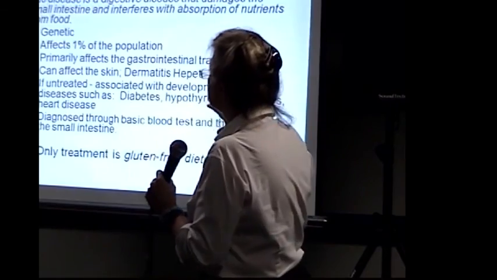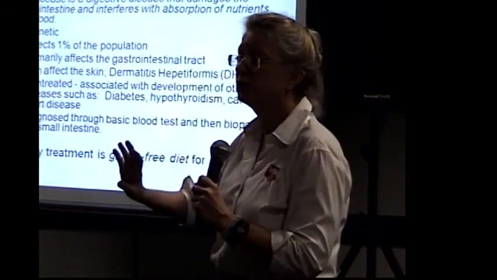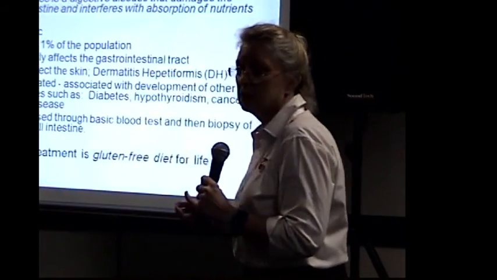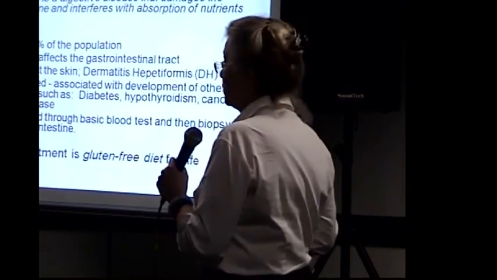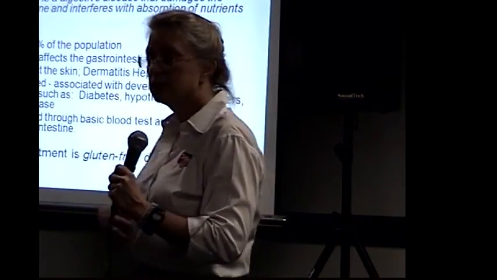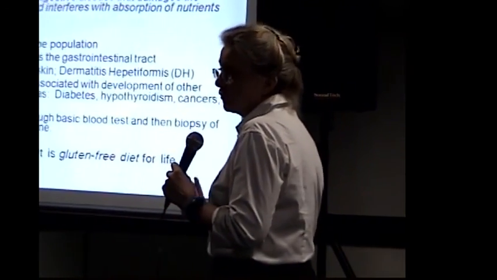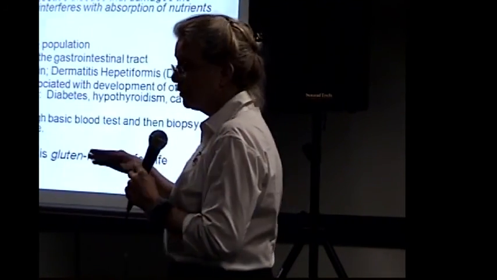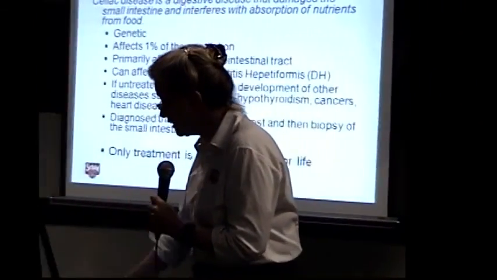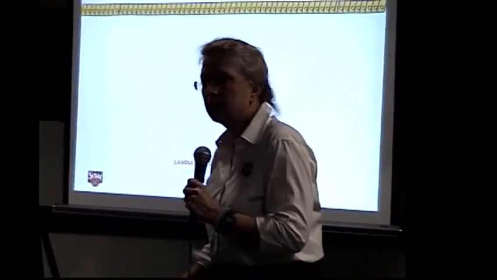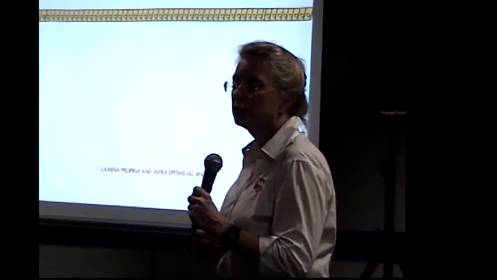So celiac disease is, in terms of a brief overview, an autoimmune disease. It does affect 1% of the population. It primarily affects the GI tract, but it can also affect the skin, your neurologic system, your cardiovascular system. It can affect any part of your body. And the reason it can affect any part of your body is because it affects your small intestine.